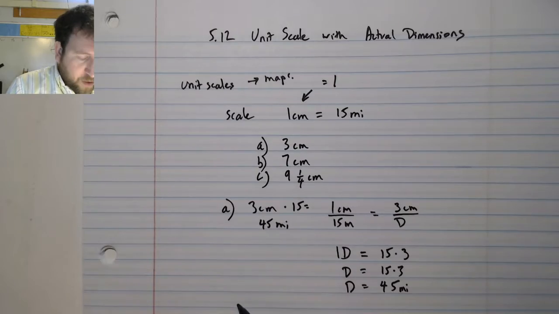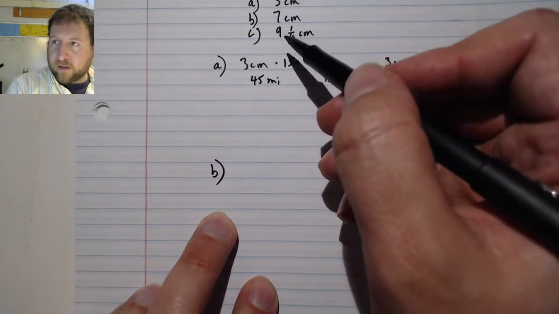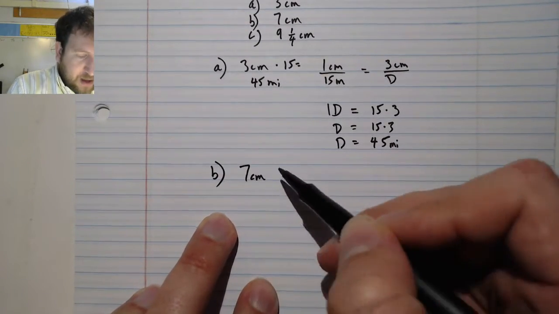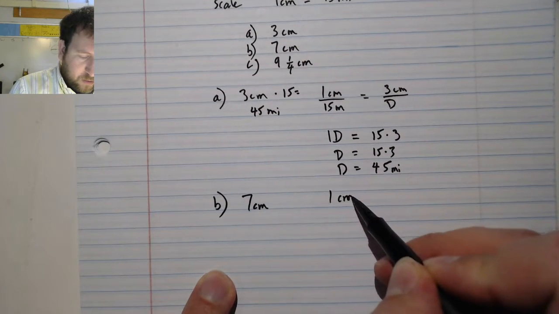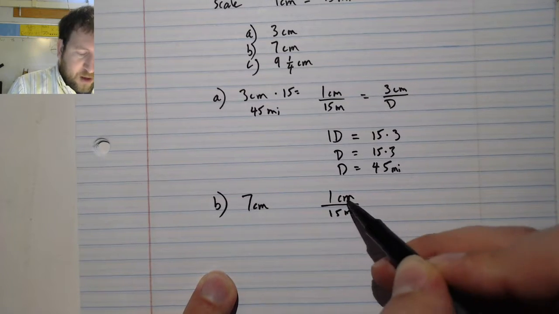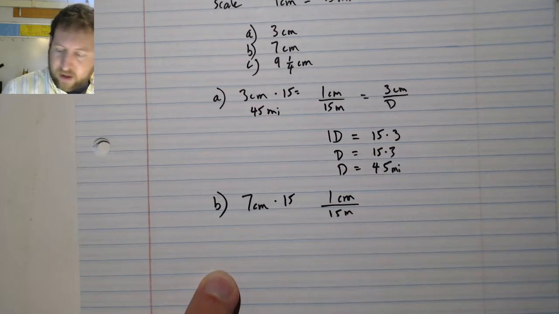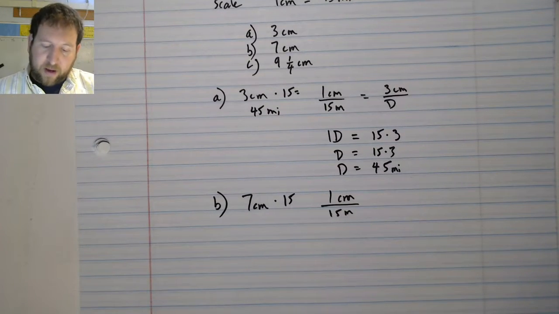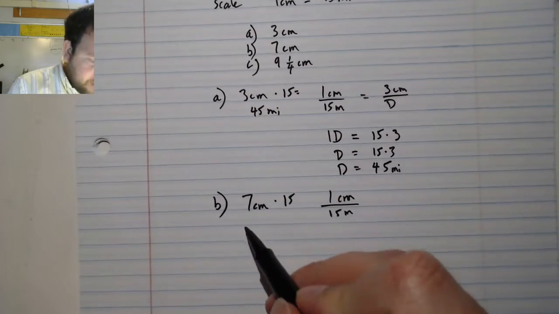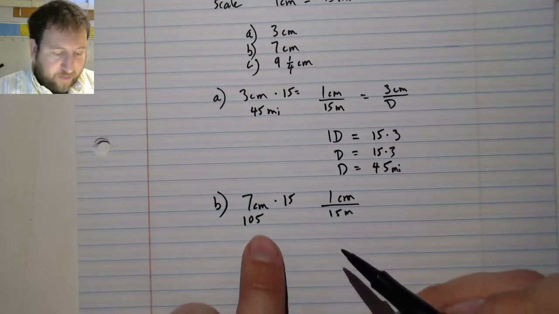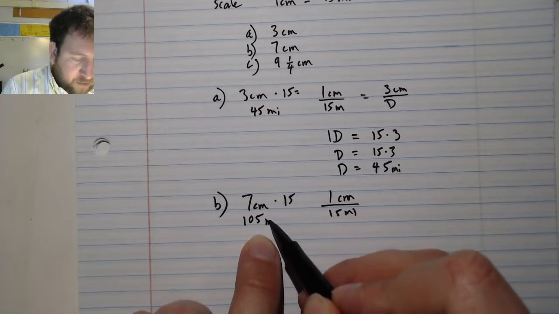Now if I'm going to do this for B, I can do the same thing. Here, my B was 7 centimeters, and my unit scale was 1 centimeter to 15 miles. So if 1 centimeter is 15, 7 would just be times 15. 7 times 15, I'm going to use my calculator, is 105. And in this way, I know that I wrote the wrong unit here. I know that I'm going to end with miles.